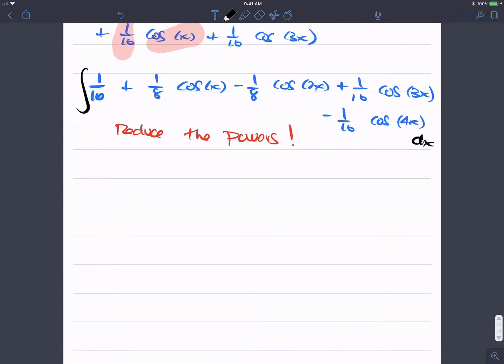So I'm going to do properties of integration as well. Integral of 1/16 dx plus 1/8 cosine x. Don't forget to integrate that. Minus the integral of, and we forgot that 1/8. So let's bring that here.